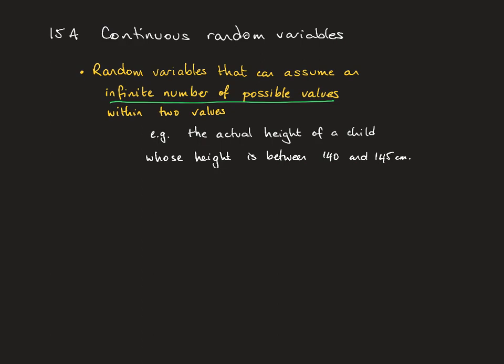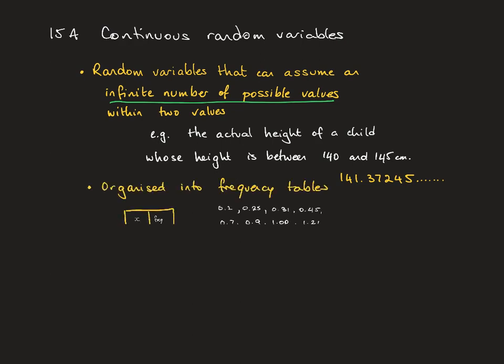tall, in theory that child could be, depending on the tool that you use to measure them, 141.37245 with all these other decimal places after it, an infinite number of decimal places. So we have an infinite number of possible values here. So to record continuous random variables, we'll use frequency tables.